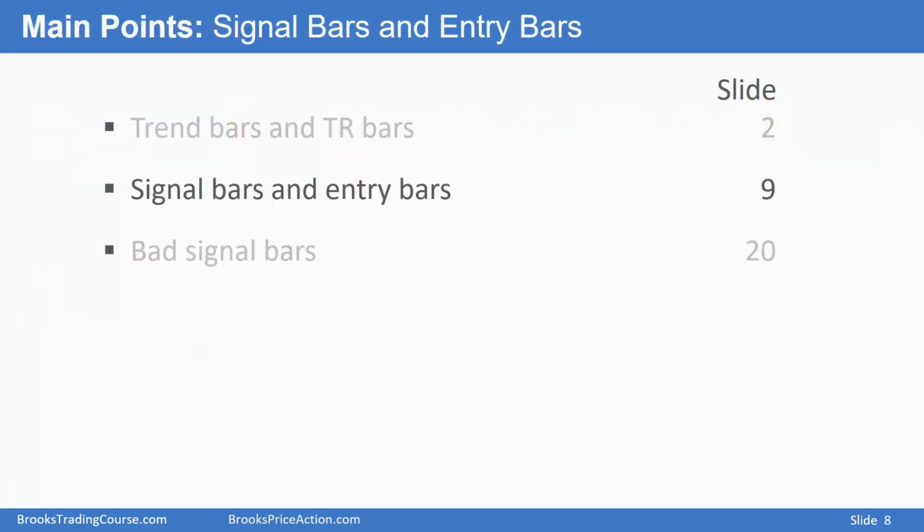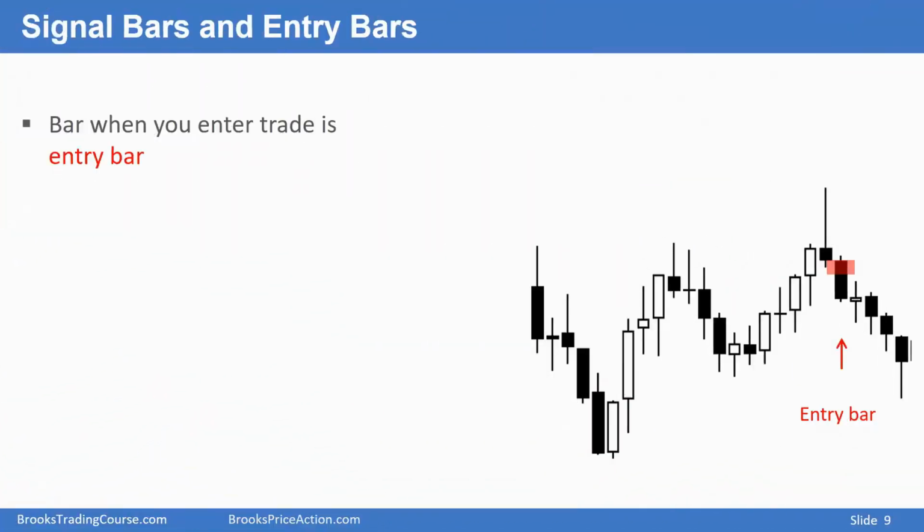I'm going to talk a little bit now about signal bars and entry bars. Whenever you enter a trade, for example, let's say you sell on a stop below the low of that bar. So you get short on this bar. This bar then is the entry bar. And you took this short because this bar signaled you to go short.